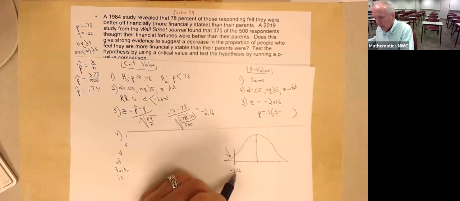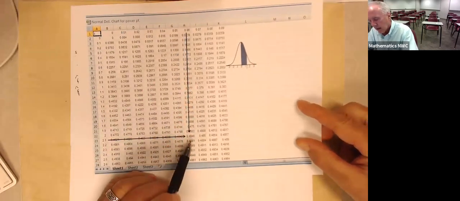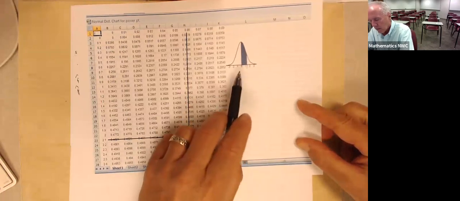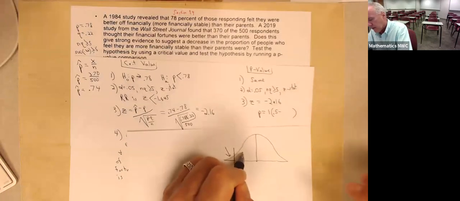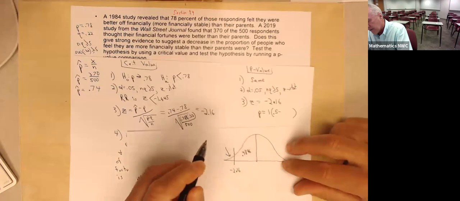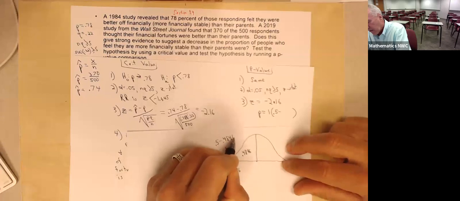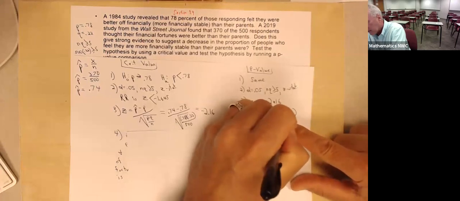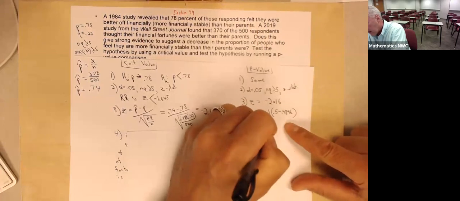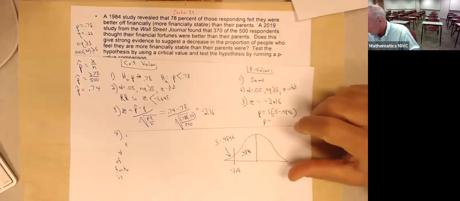So I look for 2.16. 2.16 gives me that middle section from the middle out to be 0.4846. That means this is 0.4846. This will be 0.5 minus the 0.4846. That's what has to go in here. 0.5 minus the 0.4846. That gives me my p-value, which in this particular case turns out to be 0.0154.